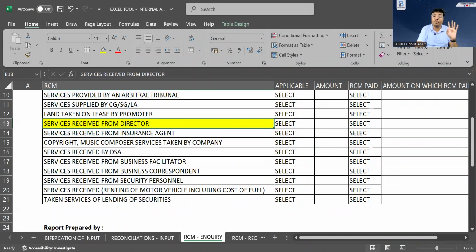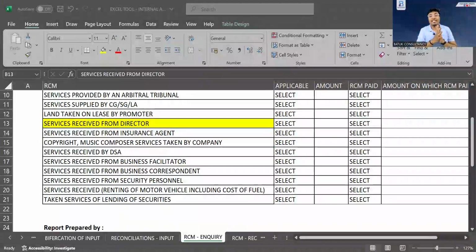Suppose the director has provided a consultancy and charged a fee of 1 lakh rupees. In that case, that consultancy fee has been booked in the books of accounts. So we just need to ensure that on this 1 lakh rupees, whether RCM has been paid or not.